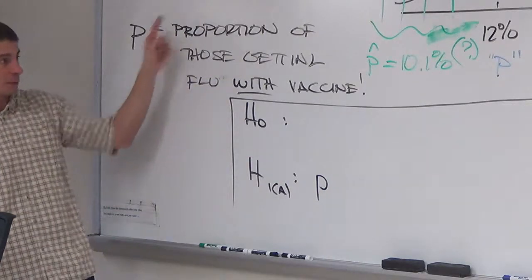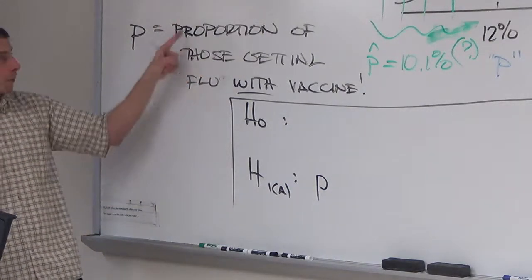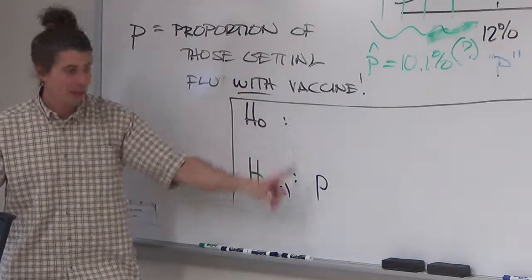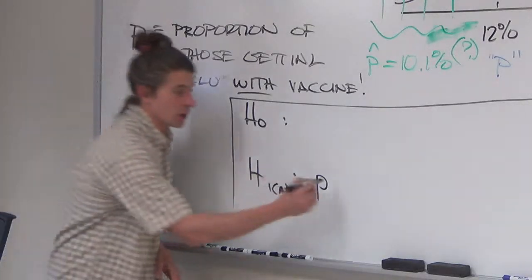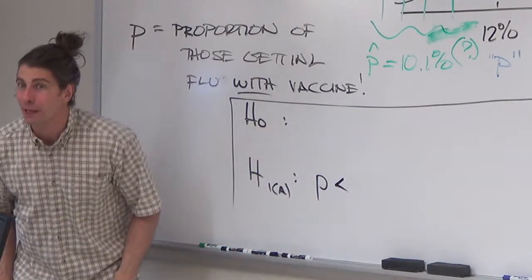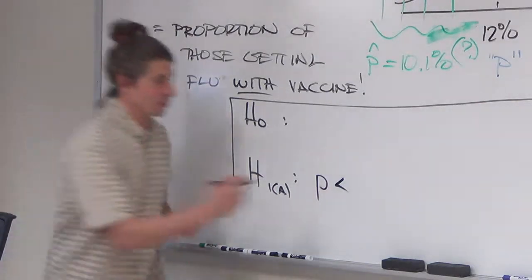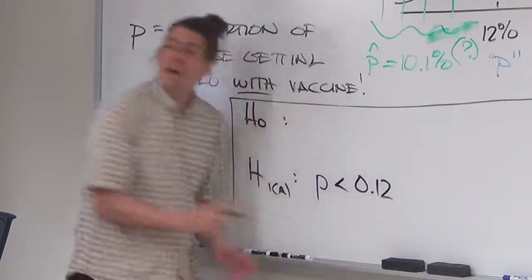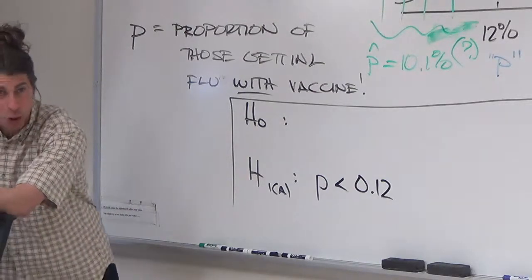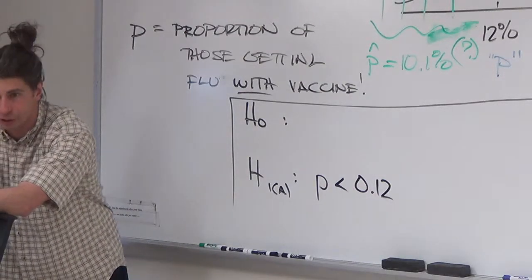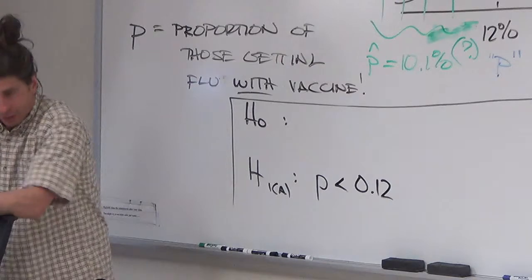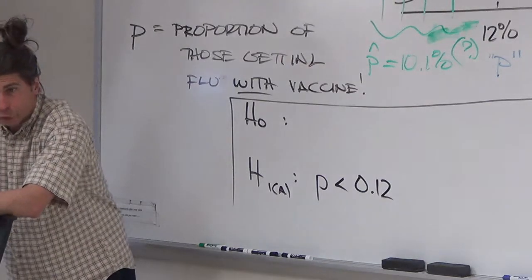The people, because we've defined the variable like this, the proportion of those with the vaccine, their flu rate is going to be less than that of the general population, which is what number? 12%. Don't we say more than or equal to 12? Well, that's a good question. Should we say less than or equal to 12? Or no, but I say more than or equal. No, it can't be more than.